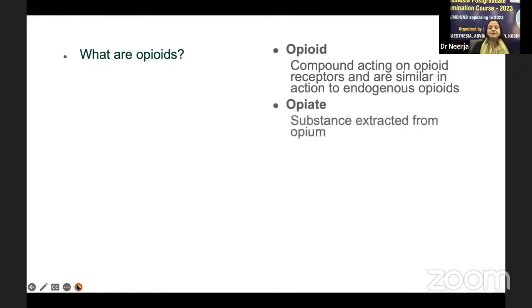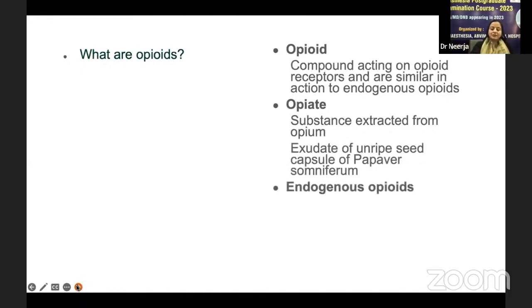And there is another specific term which is known as opiate. Opiate is different from that of opioids. Opiate is specifically substances which are extracted from opium, and morphine was the first one. From poppy seeds it was extracted. It is a natural drug, so that is why it is called opiate. Later on we had synthetic and semi-synthetic opioids.